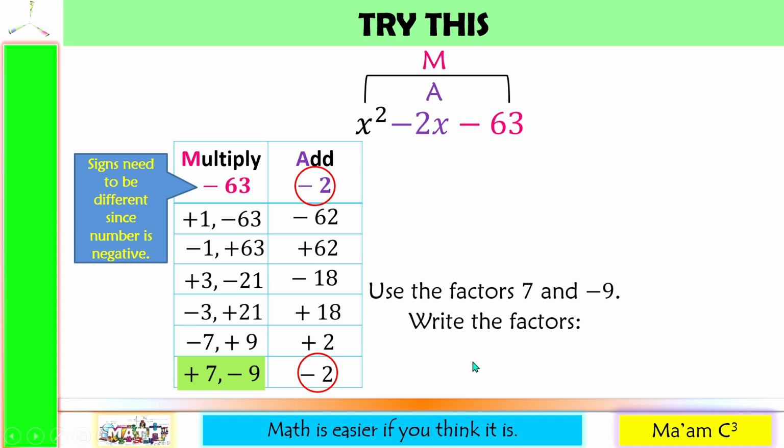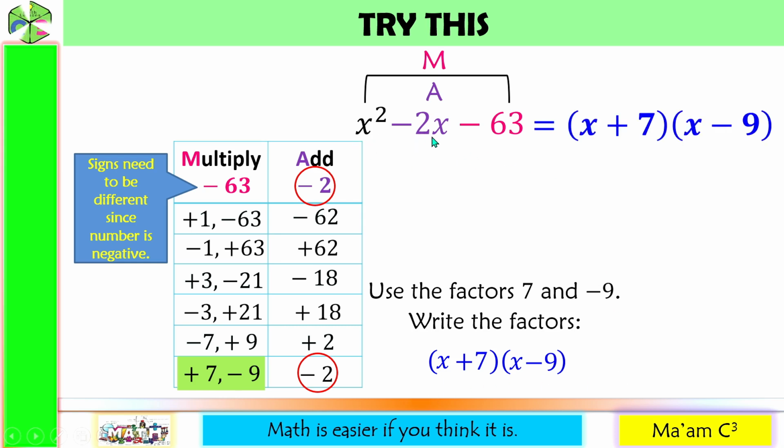Let us write them. Two sets of parentheses. The square root of x squared is x, so we have x here and another x here. This is positive 7, so plus 7. This is negative 9, so minus 9. Here are the factors of x squared minus 2x minus 63.